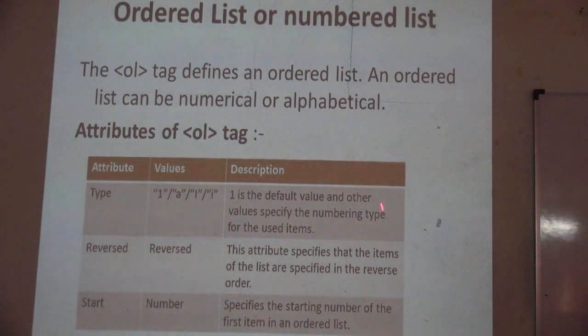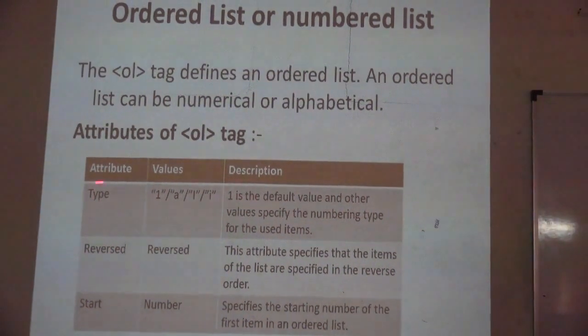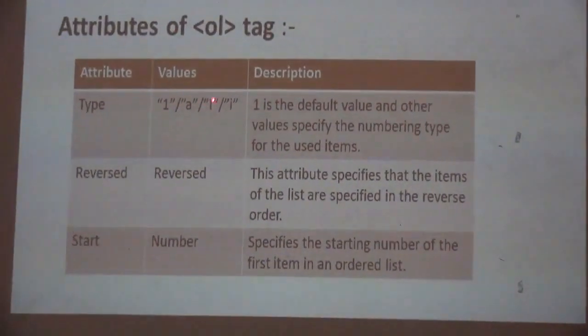Attributes of the OL tag. So here we are having the attributes of the OL tag. We are having 3 columns: attribute, values, description. Okay. First attribute is type. So what is the type of this attribute? Values.